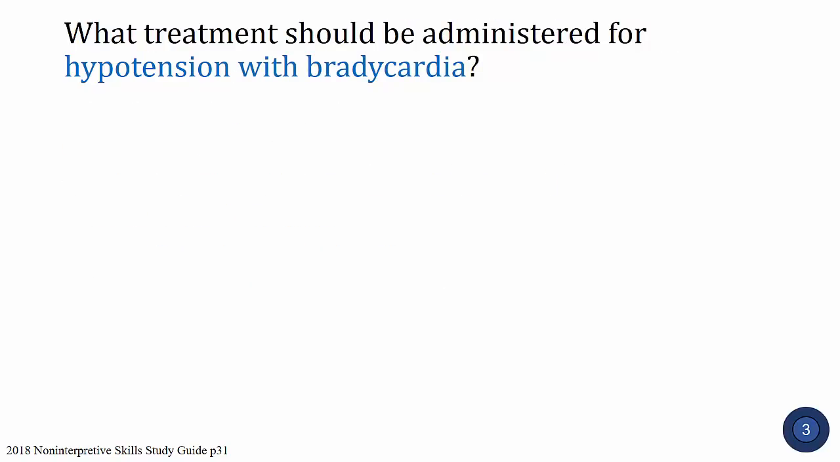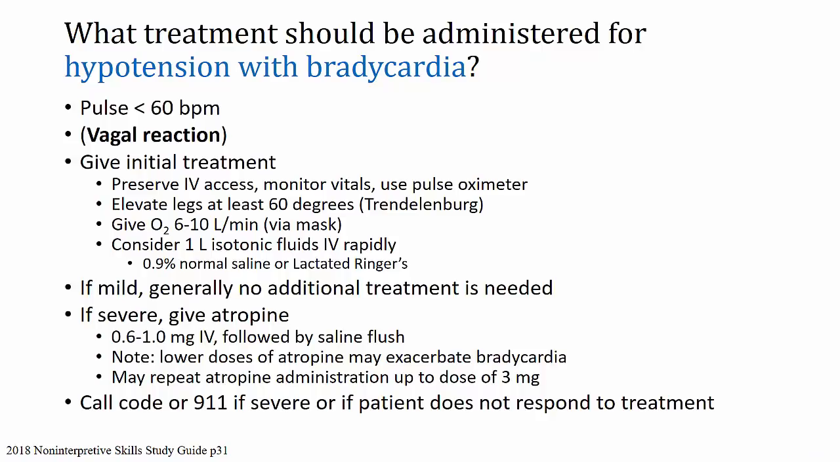Next question. What treatment should be administered for hypotension with bradycardia? Well, by bradycardia, we mean a pulse of less than 60 beats per minute, and this implies that there's a vagal reaction. So we want to give initial treatment, as we discussed earlier. And if it's mild, generally no additional treatment is needed. But if it's severe, we can give atropine, and that's 0.6 to 1.0 milligrams IV, followed by a saline flush.